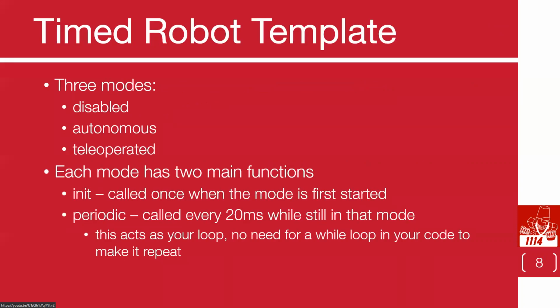We're going to be using the timed robot template, which has 3 basic modes: the disabled mode, the autonomous mode, and the teleoperated mode. Each mode has 2 functions: the initialization, which happens only one time, and the periodic function, which gets called in a loop. That's why it's called timed robot. It happens every 20 milliseconds, so anything you put in there is going to get called over and over again. That way you don't need to put any kind of while loop in your code. It just does it on its own.